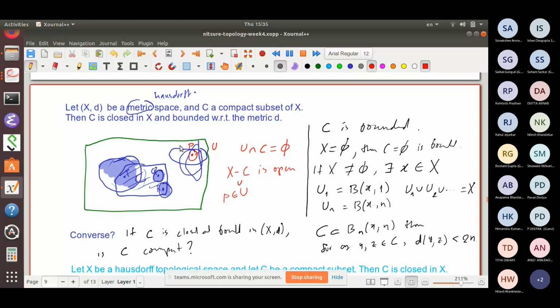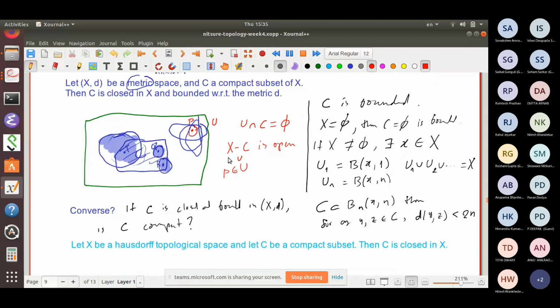Take the intersection of the corresponding open sets, that's that red set. Now that red open set is disjoint from C, showing that the complement of C is open. That was the proof.